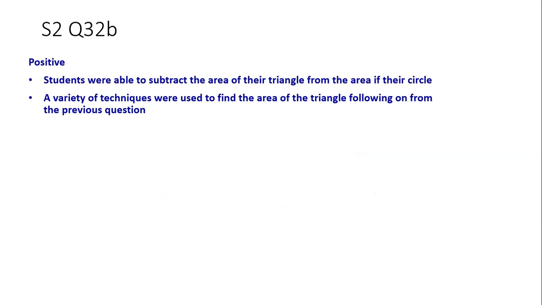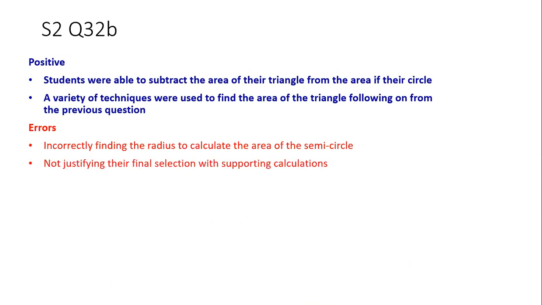So the kids, because this was common, the kids were able to find the area of the semicircle and the triangle in a variety of ways, which allowed standard students and advanced students to use their own sort of techniques quite comfortably. Incorrectly finding the radius, as I said, not justifying this final selection.